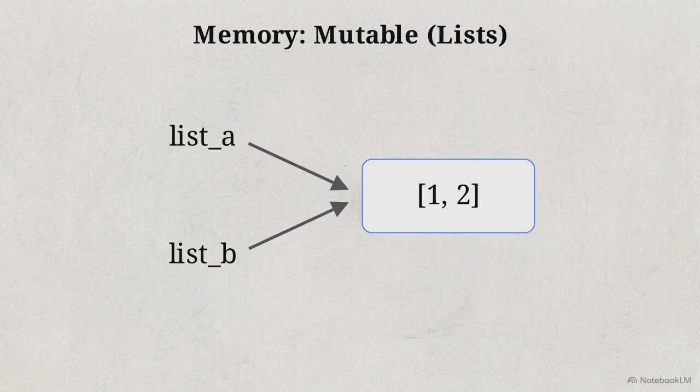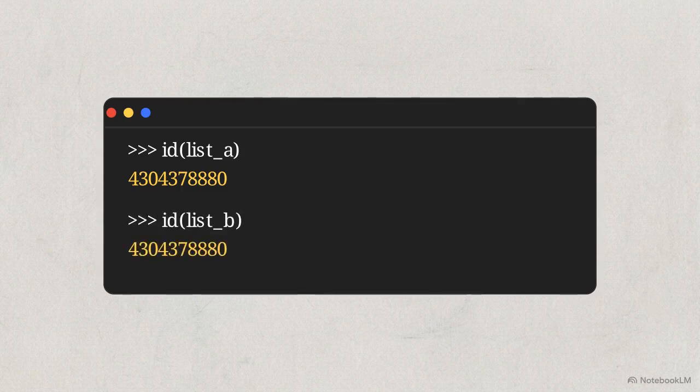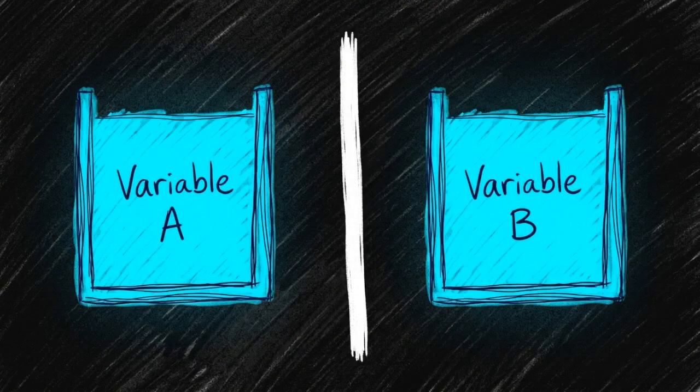We can see this by running Python's built-in ID function. This tool reveals the raw memory address of any variable. When we test both list A and list B, Python returns the exact same memory address integer for both. They are two names for one object. Distinguishing between these memory links allows you to ensure that updating one variable doesn't accidentally overwrite data stored in another.